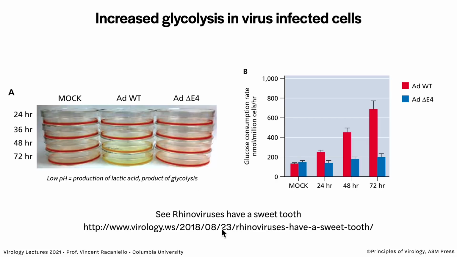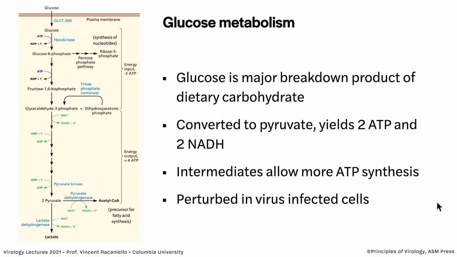So many other viruses are increasing glycolysis, rhinoviruses. I wrote an article once called Rhinoviruses Have a Sweet Tooth. They like glucose. If you take it away, it inhibits reproduction. So here is glucose metabolism. Glucose, of course, is the major breakdown product of what you eat, the carbohydrate in your food, and it's imported into cells. So here's glucose at the top.